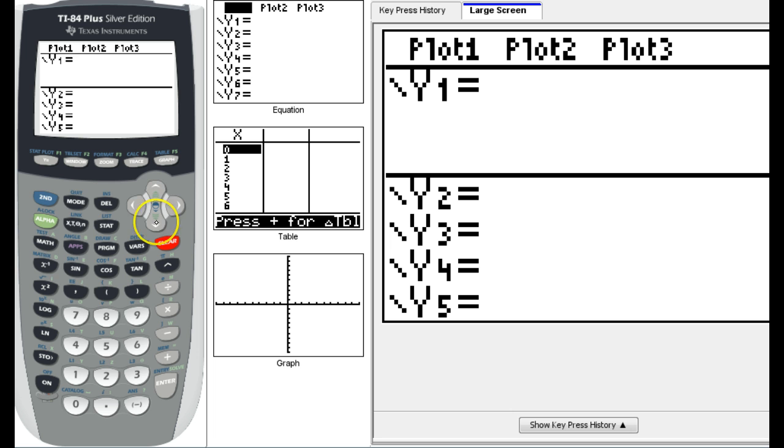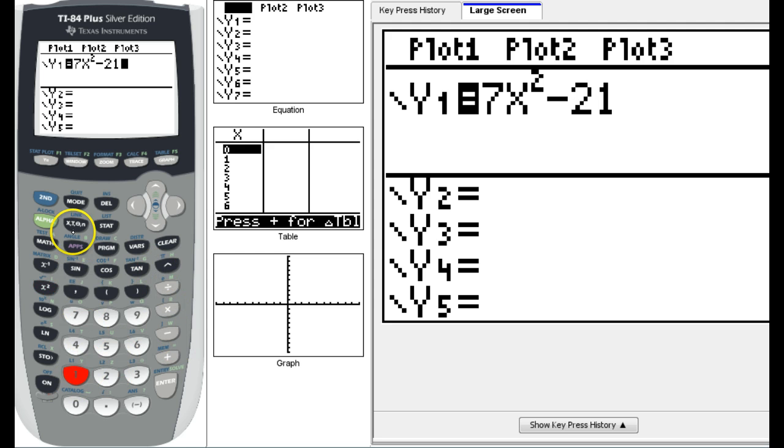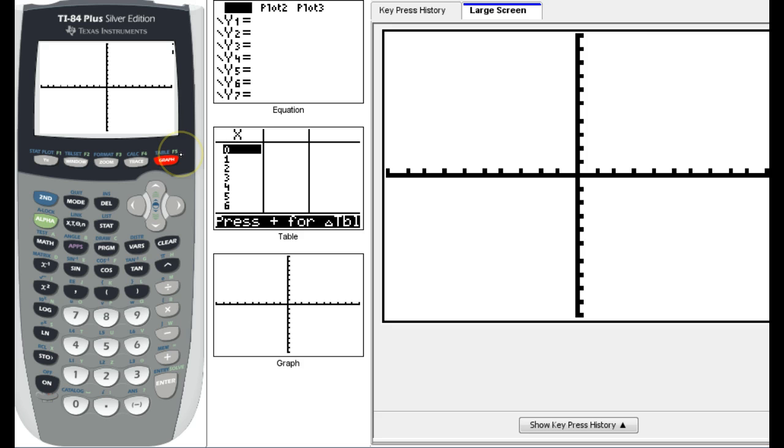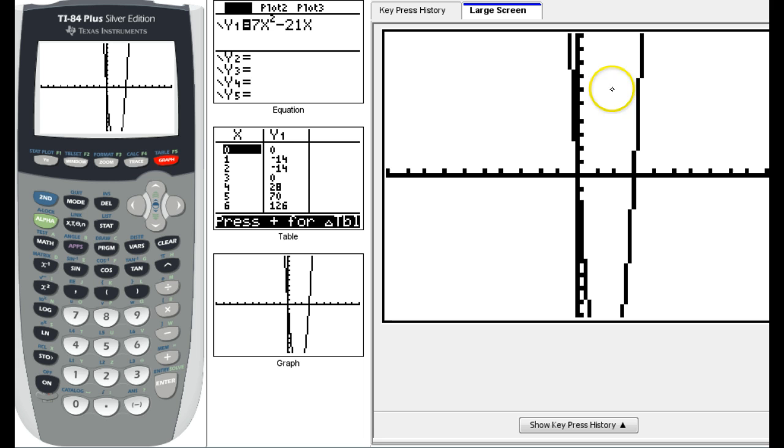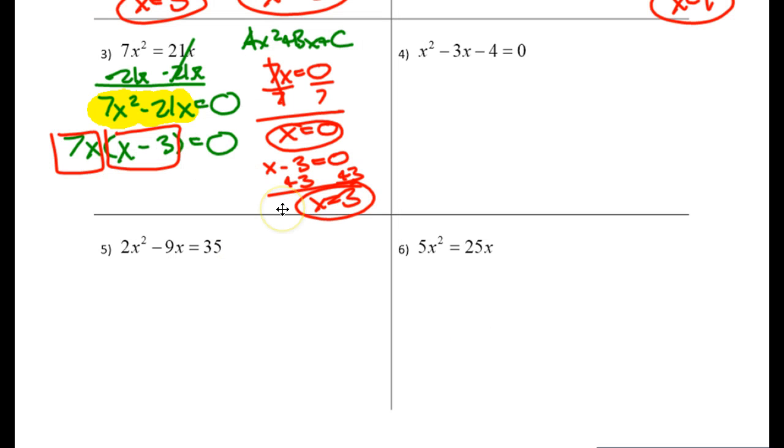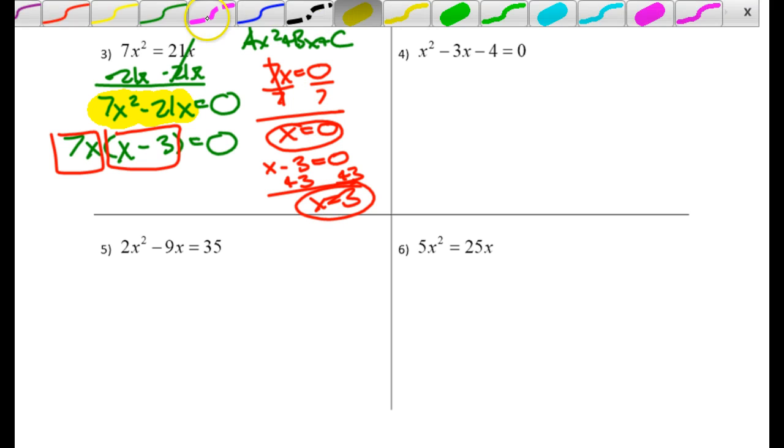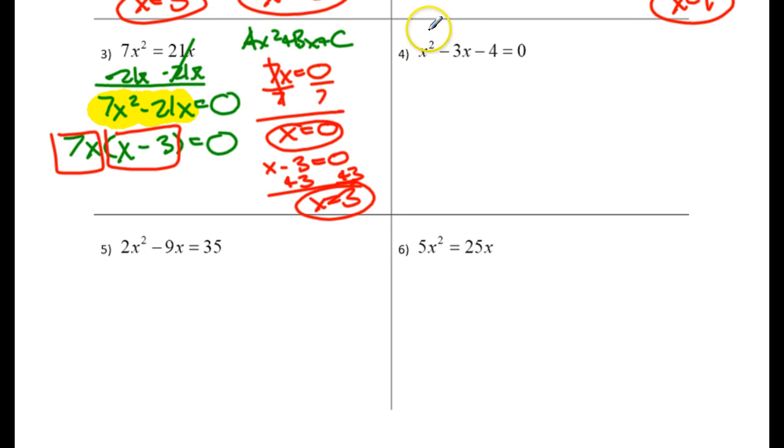Alright, so here y equaled 7x squared minus 21x. Let's graph it and see where it crosses the x-axis. It's a big parabola, it goes off the screen, but you can see, if I follow it, it crosses right here where x is 0, and then 1, 2, 3. 0 and positive 3 are the answers. Okay? Alright, next one. Number 4, x squared minus 3x minus 4 equals 0.